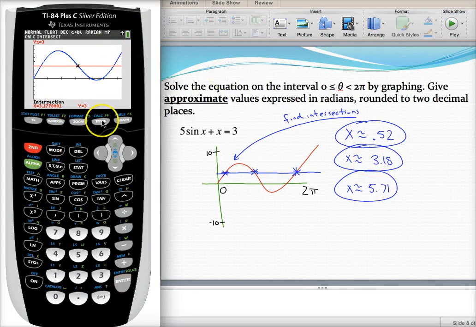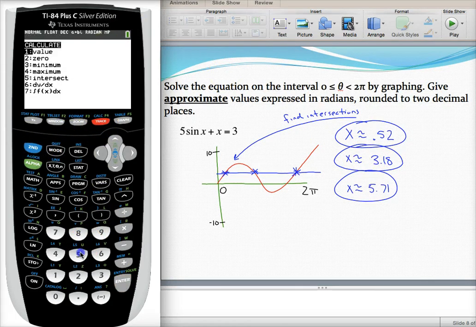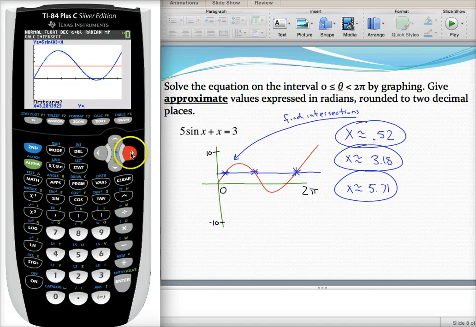I'm not going to find them all, but it's just a matter of repeating this process over and over again. Just go ahead and trace close to one of your values. You don't even have to get too close to it. It'll just find the one that's closest to your location. So if I scroll over to here, that should be fine. I'll press enter 3 times again to answer their 3 questions. And there's another solution, about 5.17.